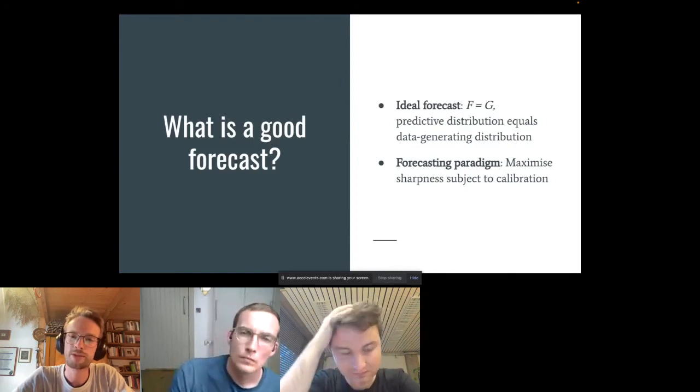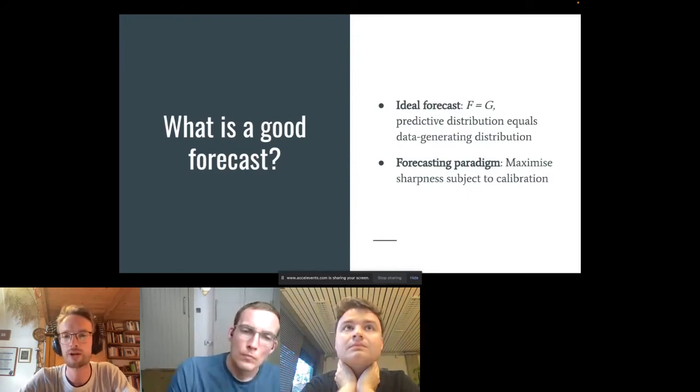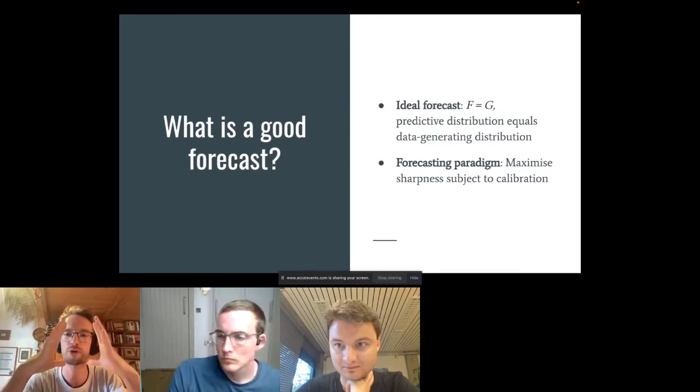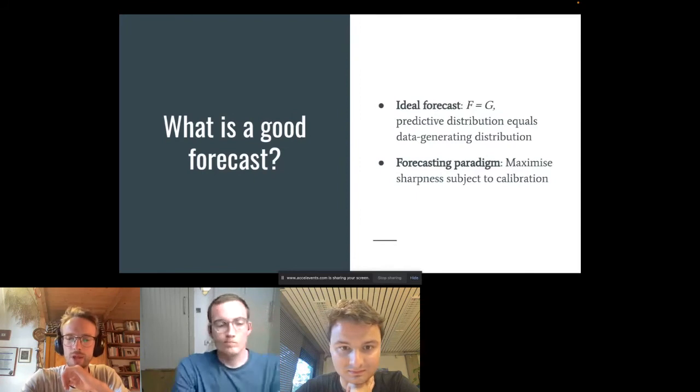So what you do in practice in order to evaluate your forecasts is you follow the so-called forecasting paradigm coined by Tilmann Gneiting and others, which says that in order to have a good forecast, you should maximize the sharpness of your forecast subject to calibration. What does that mean?